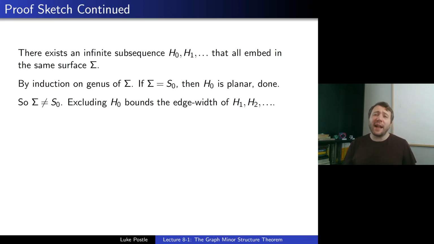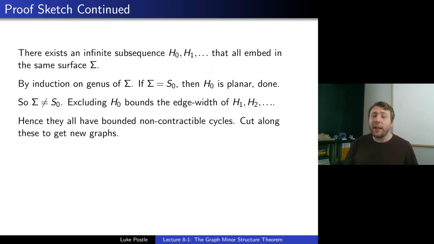Why? Because as we learned last week, if you excluded H0, then it would bound the edge width of H1, H2. Because every graph there would live inside of, as a minor of some large hexagonal grid. And so if we kind of exclude that, then it would mean that only kind of low edge width graphs would be possible. And so then if they all have low edge width, they all have bounded non-contractible cycles. You can cut along these to reduce the structure of H1 and H2 to new graphs.